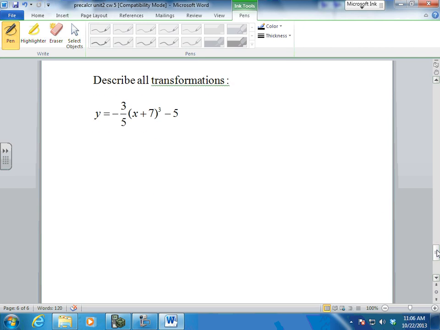Now, here's a function, and when you start describing all your functions, this is tomorrow's lesson. This actually I'm going to do tomorrow. I'm just going to leave you with the basic ones today, and I'm going to do this tomorrow.